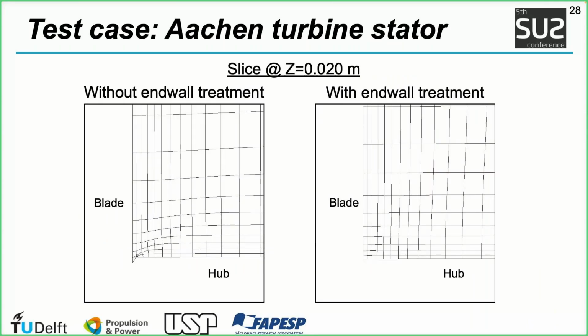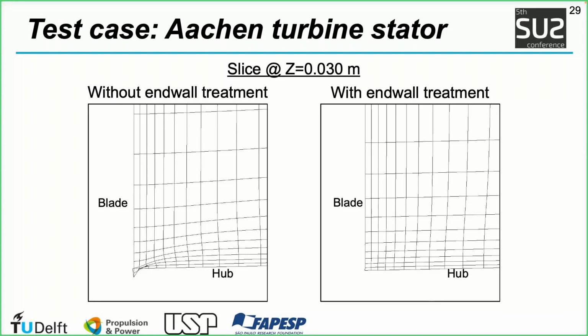Without the end wall treatment, we had that intersection problem. And with the end wall treatment, we have a very nice mesh at the intersection. So the problem is not happening anymore at slice 0.20 meters. And also at other slices, you can see similar behaviors. And with that, before the end wall treatment, it wasn't even possible to run an SU2 simulation. The simulation crashed before the beginning.